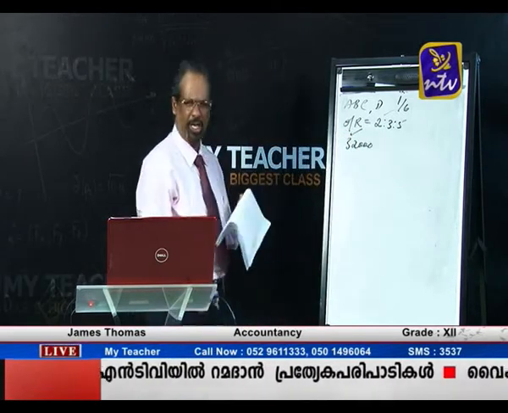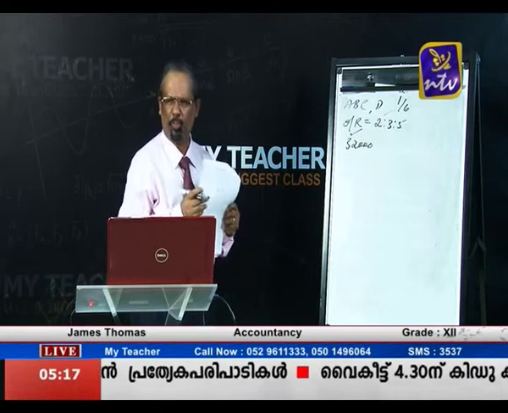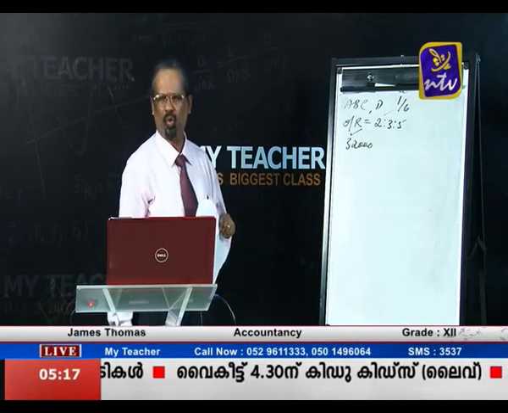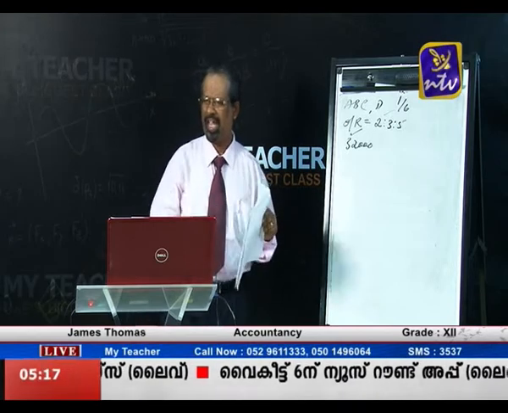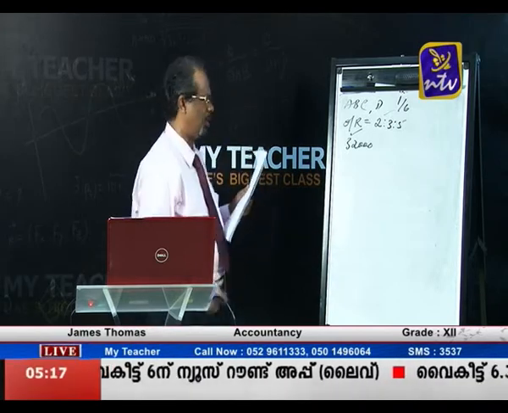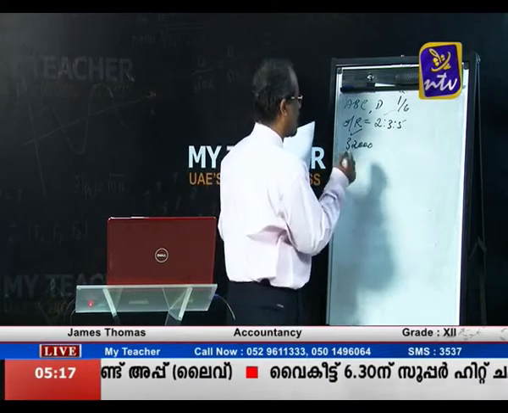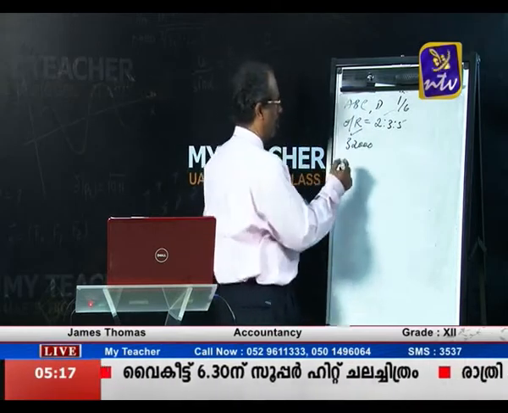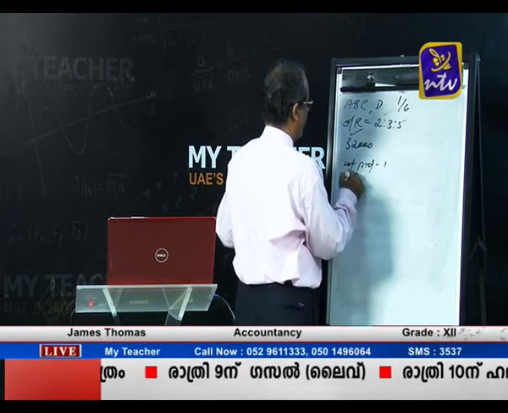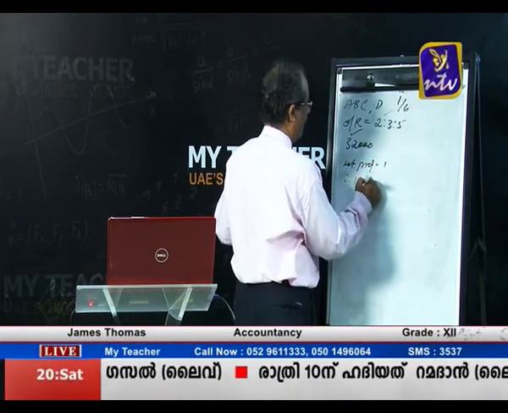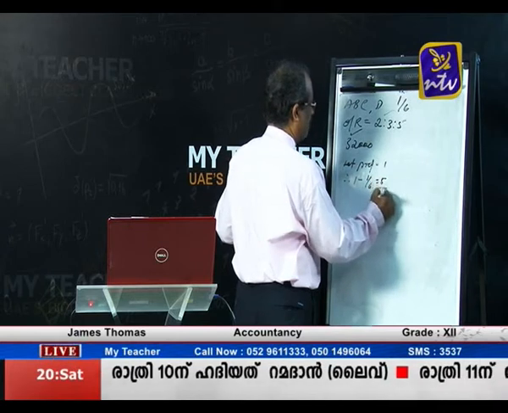And here my point is, on the basis of the new partner's capital, we are going to rearrange the capital of other partners. In this case, first we are going to calculate the new ratio. So how to calculate the new ratio? You know that the profit is equal to 1. Therefore 1 minus 1/6 is equal to 5/6.